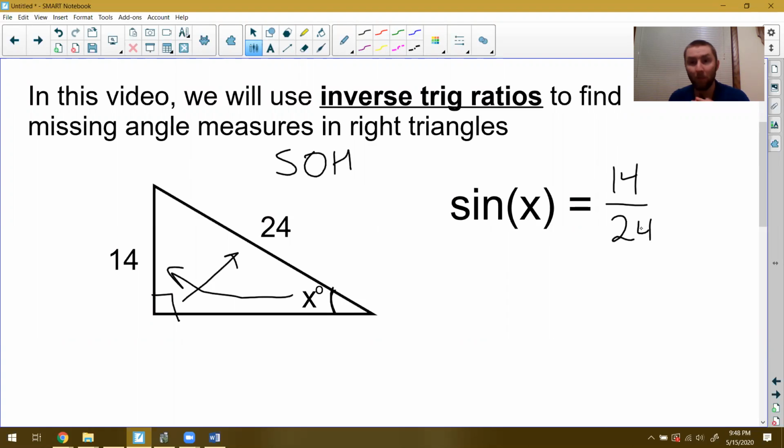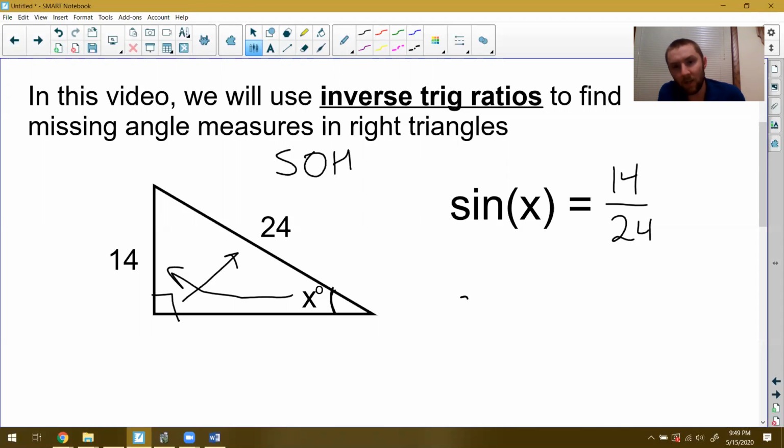Now, we could reduce that down, but we don't actually need to, because I'm not being asked to find the sine of x. I'm being asked to find how many degrees the angle x is. So here's what I know: the sine ratio for whatever this angle is equals 14/24. I would like a way to go backwards and have my calculator tell me what angle, if I took the sine ratio, is equal to 14/24. And the way that we do that is we do the sine inverse.